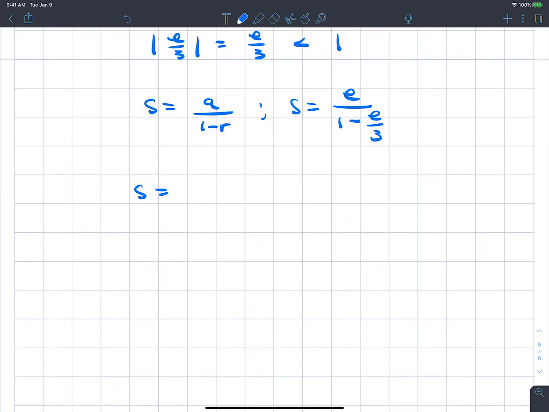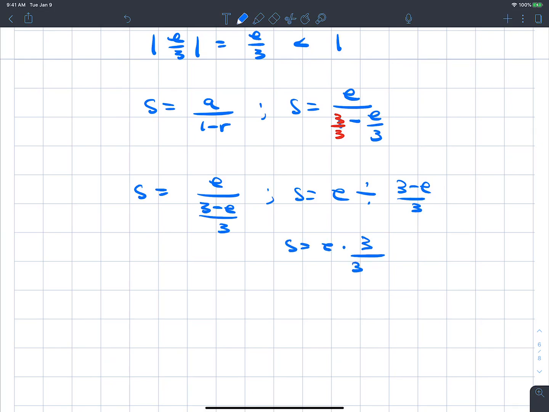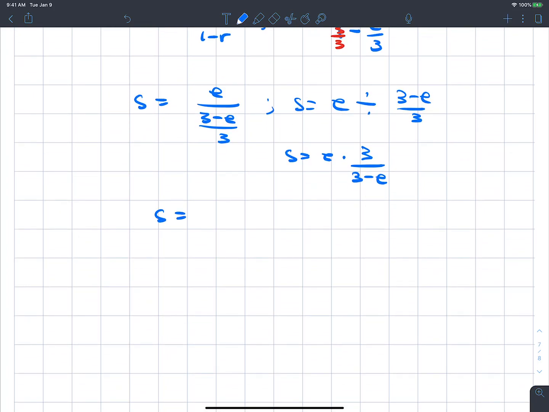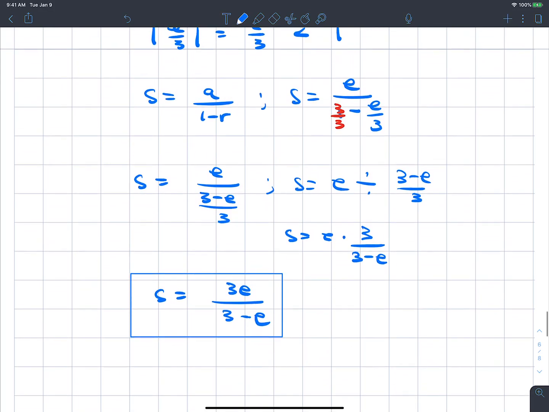So let's find the sum. And I can replace my 1 here with 3 over 3. And I get E over 3 minus E over 3, which is E divided by 3 minus E over 3. Or we say E times 3 over 3 minus E. So our sum here is going to be 3E over 3 minus E. So this is how we handle some of those geometric series, ladies and gentlemen. And I told you we're going to have some good ones. And we are.